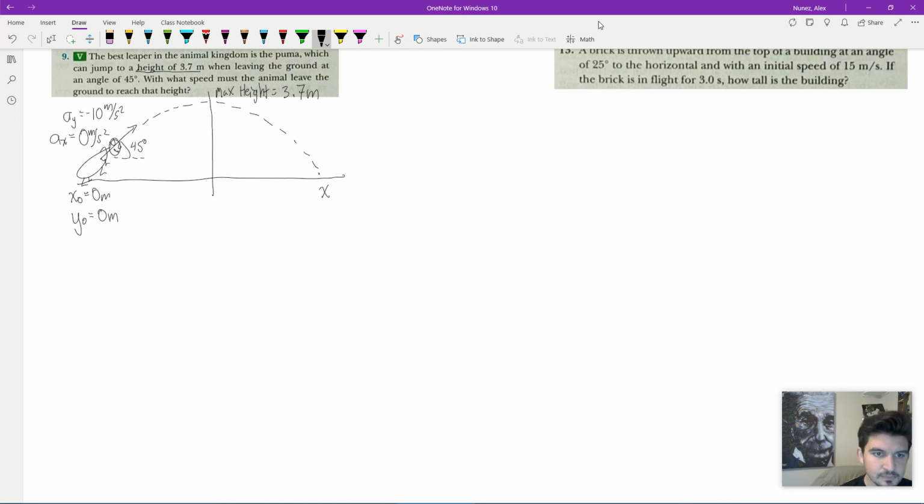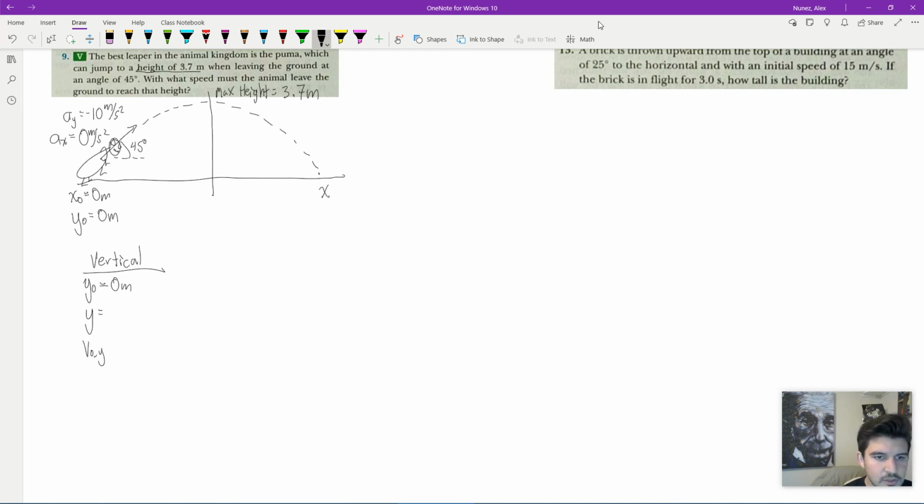Okay. The problem doesn't give us anything about time, so we don't know anything about how long it takes for it to reach its max height or for it to get back to the ground. So I'm going to go ahead and start to fill out my lists here. So I'm going to start with the vertical section. We know that its initial position is 0 meters. We don't know the final vertical position, but we'll talk more about that in just a second.